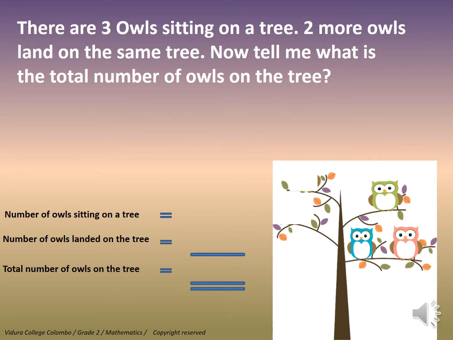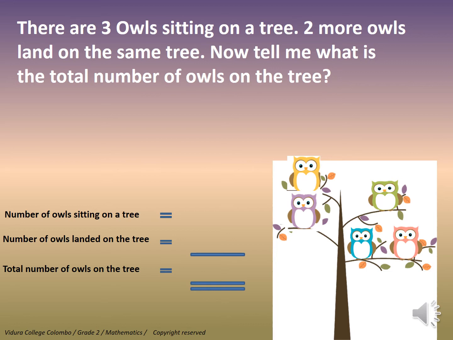Now, let's do some activities. Now, you can see there are 3 owls sitting on a tree. 2 more owls land on the same tree. Now you can see 2 more owls landed on the same tree. Now tell me, what is the total number of owls on the tree? Yes, I know you already told the answer, but we have to write the answer in statements.